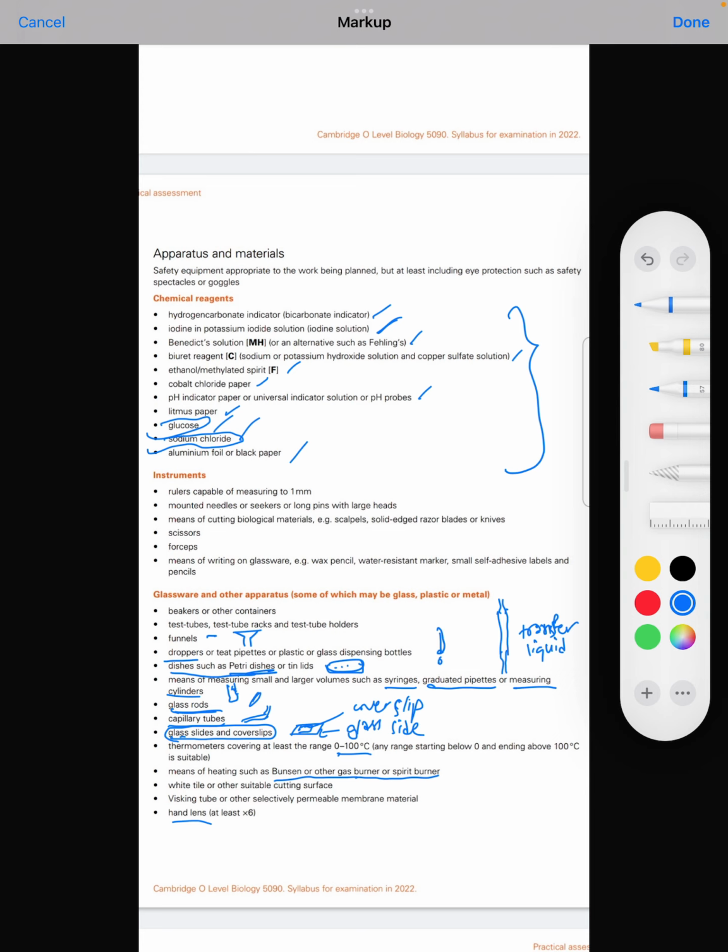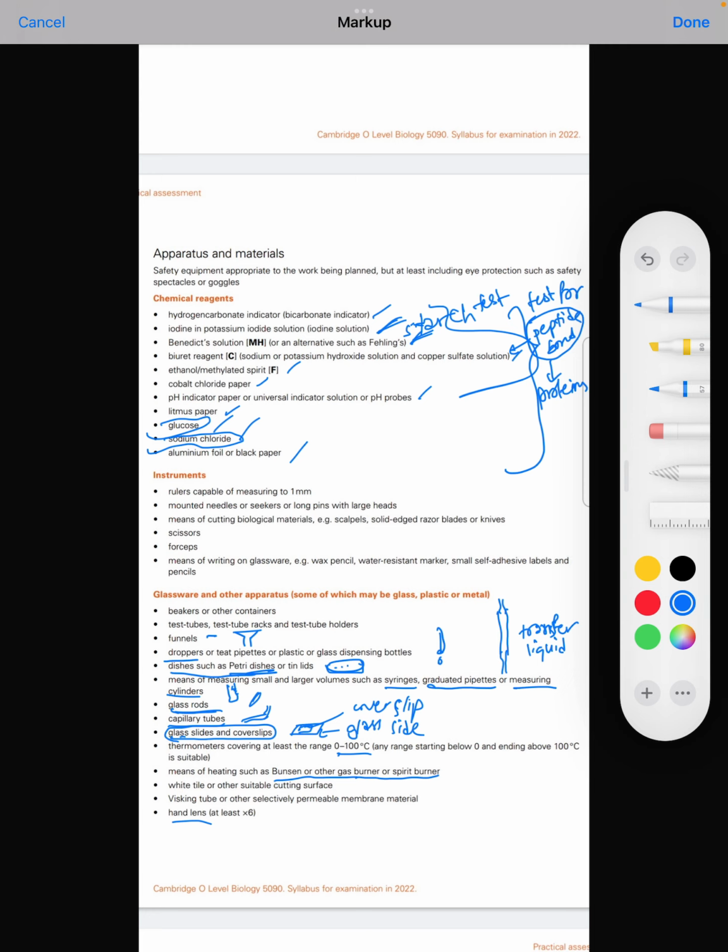Yeah, did I mention all these tests? I think I have. Like I said, iodine and Benedict solution mainly used for starch test. Biuret reagent mainly used for peptide bond test. These are bonds found in proteins. Okay. And then that's it, right?